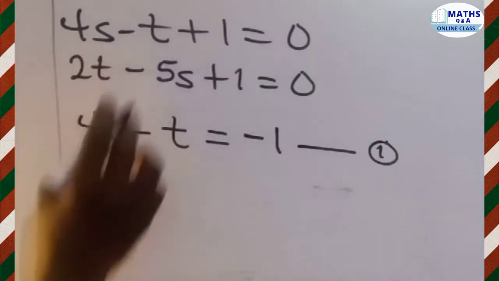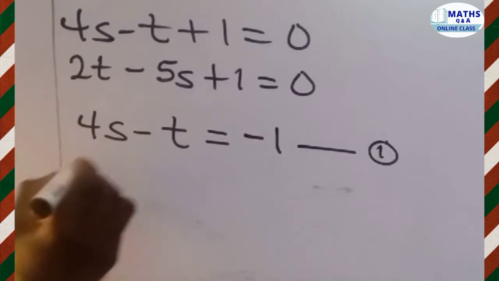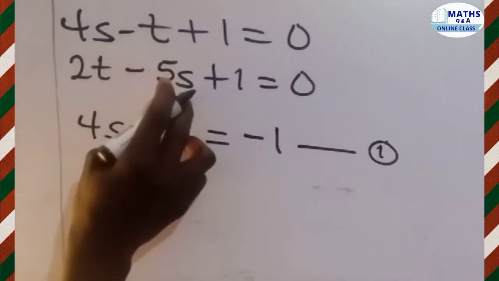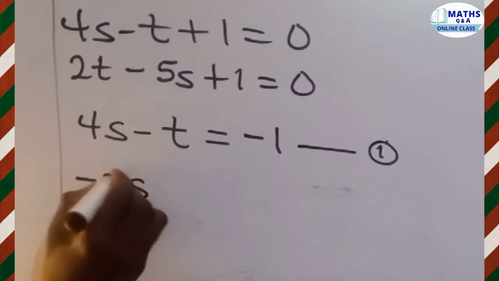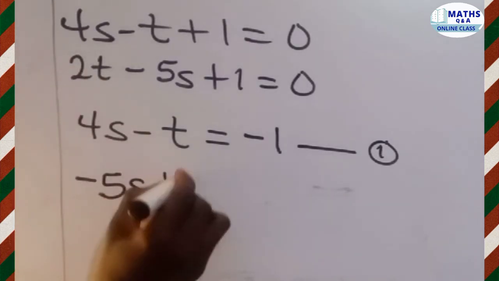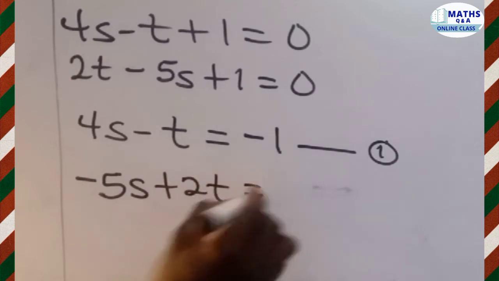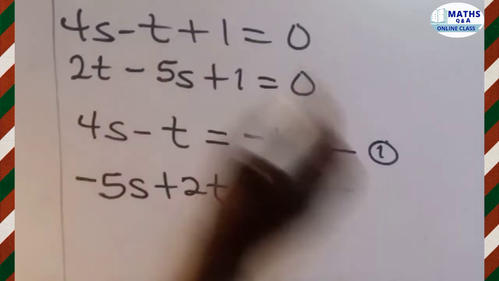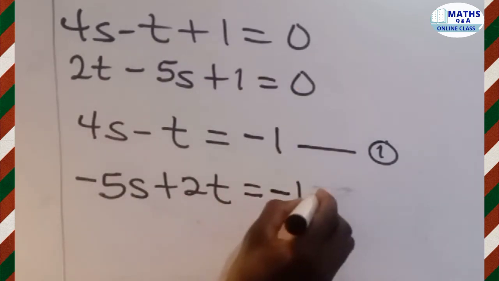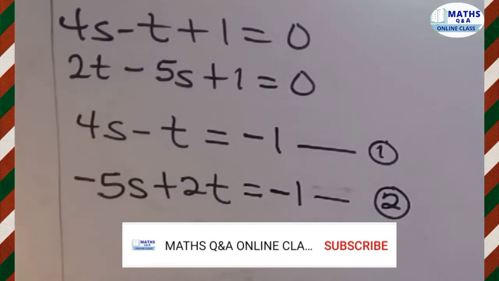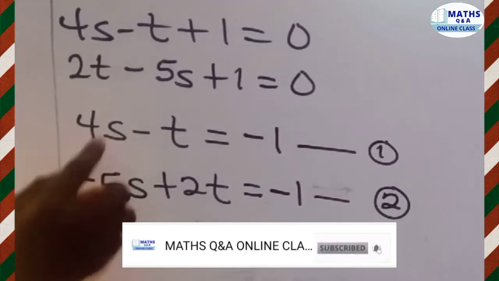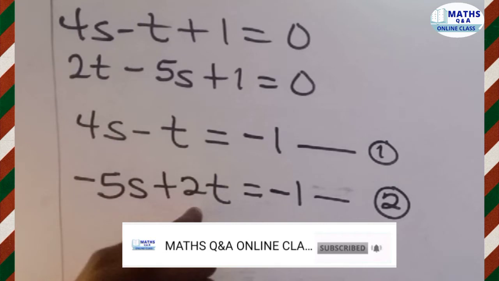Now we are coming to this equation. We can rearrange it, bringing the negative 5s first. So we have negative 5s followed by the positive 2t equal to, now we are sending the positive 1 to the other side, so it becomes negative 1. This one is our equation 2. So you see that we have been able to rearrange it in such a way that those having the same variables are in line.